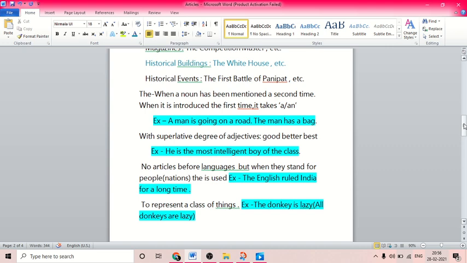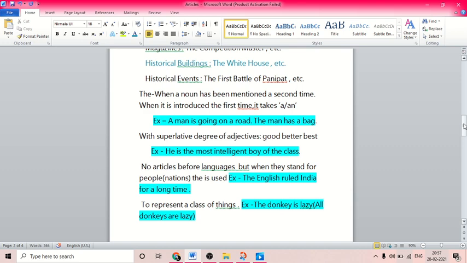The is used with a noun that is mentioned a second time in a particular situation. The first time, it can take a or an. Now let's see the example. A man is going on a road. The man has a bag. Here in the first sentence, we are simply using a man because the man is described the first time. In the second sentence, it is described the second time. That's why we use the.